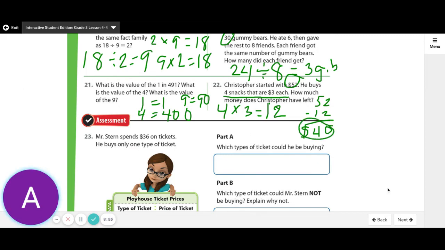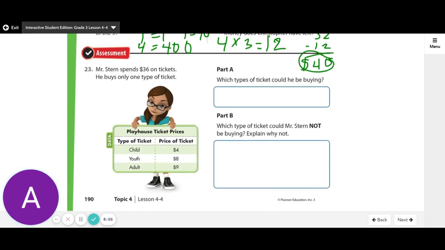Last one, 23. Mr. Stern spends $36 on tickets. He buys only one type of ticket. Which type of ticket could Mr. Stern not be buying? So we know he has $36. So we think about which numbers down here, $4, $8, or $9, could we multiply to get to 36?